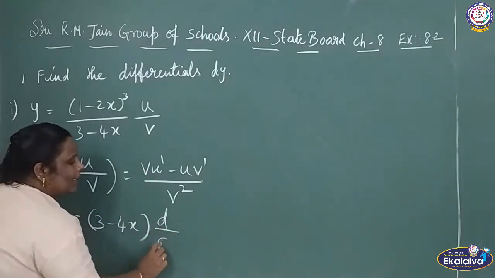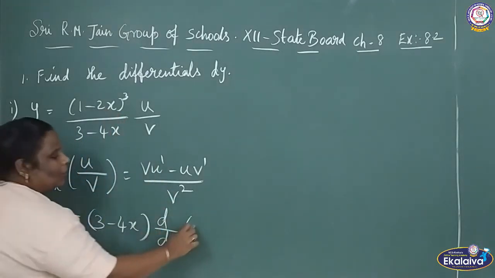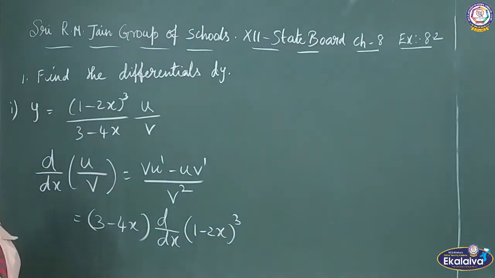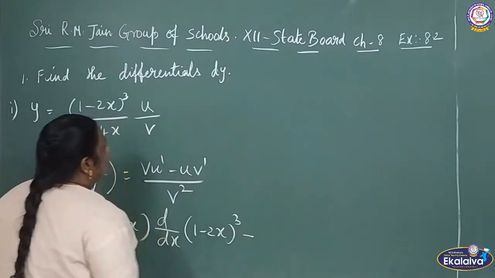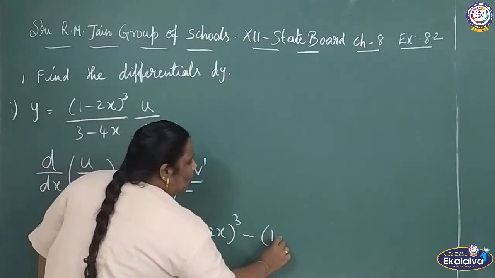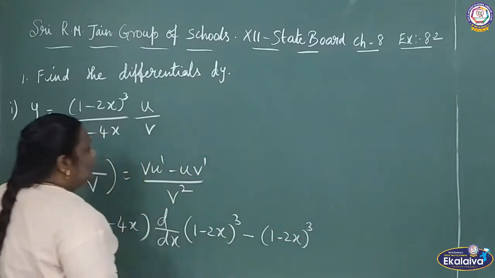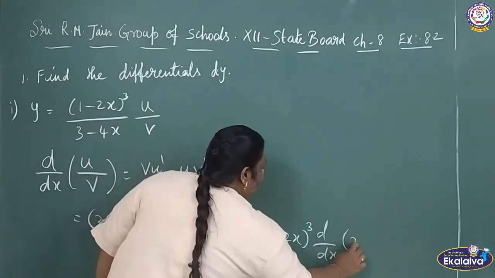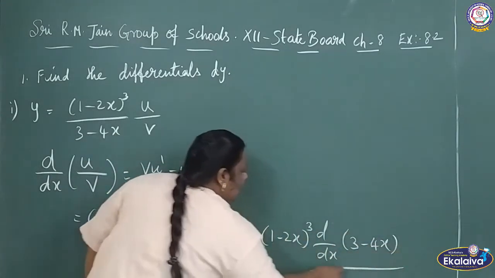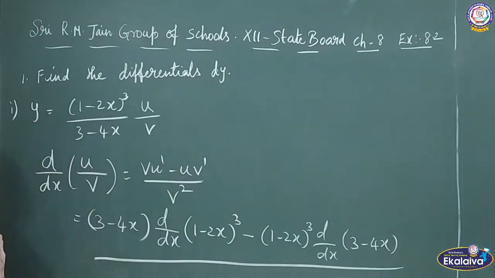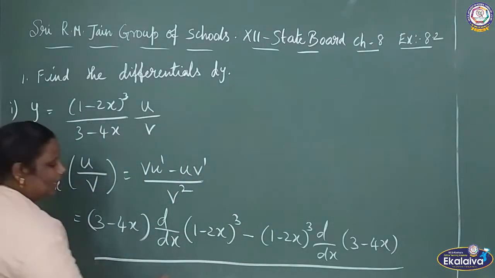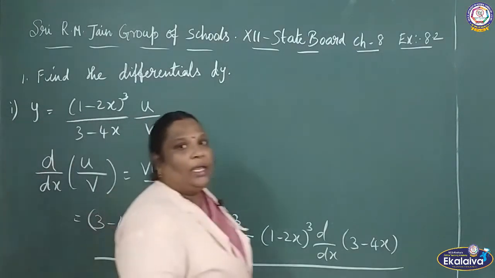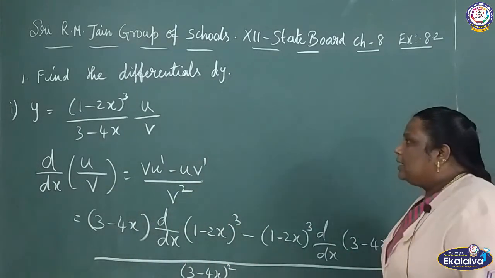u dash, you will write like this: d by dx of (1 minus 2x) the whole cube, minus u, (1 minus 2x) the whole cube, into v dash, d by dx of (3 minus 4x), the whole divided by (3 minus 4x) the whole square.